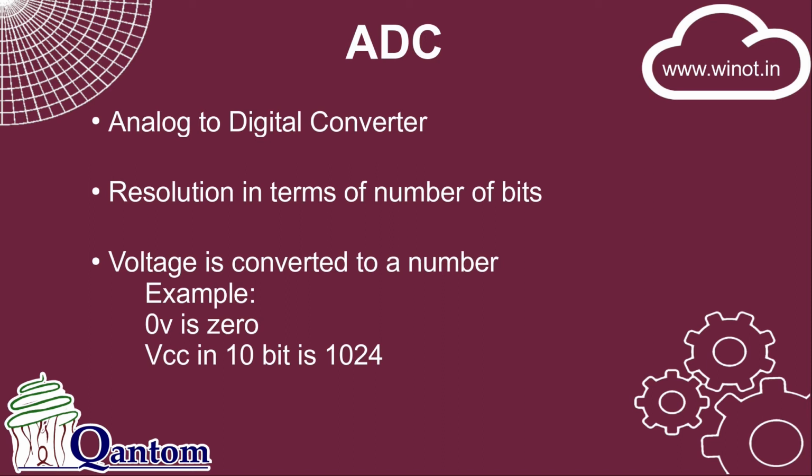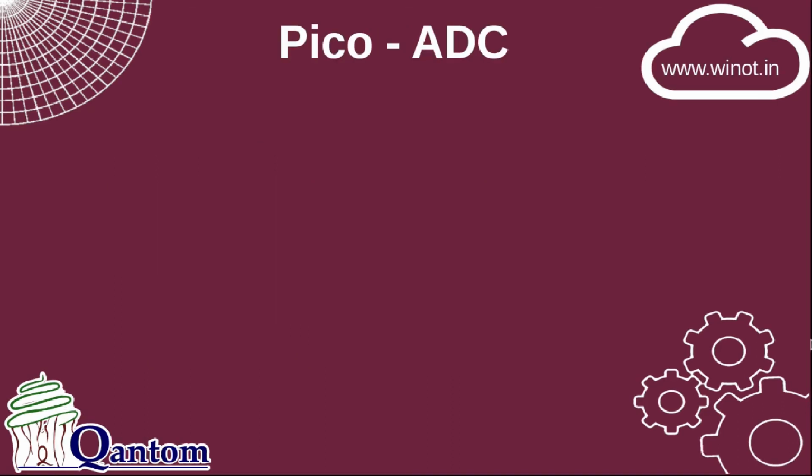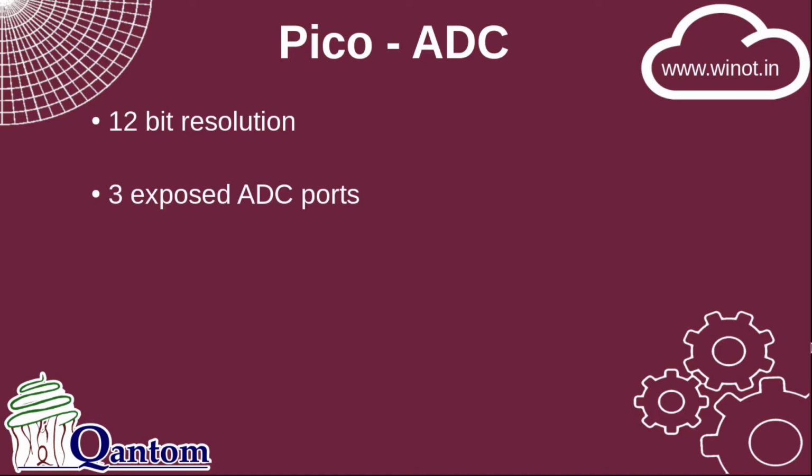While most of the modern day microcontrollers have a built-in ADC, this is not always necessary. For example, the Raspberry Pi itself does not have an ADC built into it. Coming back to the Raspberry Pi Pico, it has a total of 4 ADC ports. Out of these 4, 3 of them are exposed as GPIO pins 26, 27 and 28. The last one is not exposed and is connected to an internal temperature sensor.